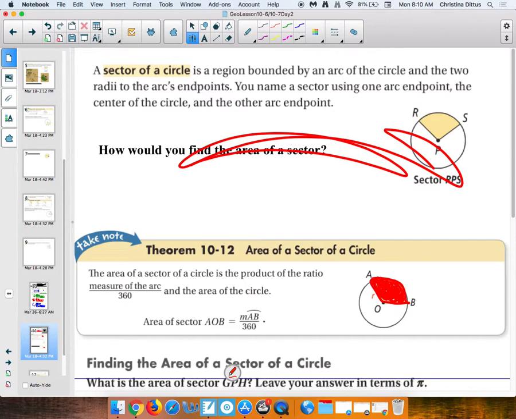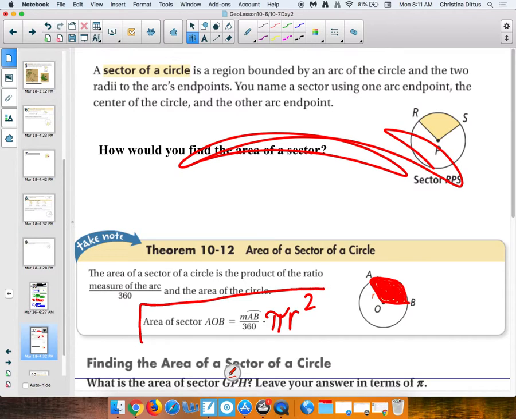Do you guys remember the area of a circle formula? Is that circumference? No, you're close. Area of a circle is pi r squared. So all you're doing is taking that area of a circle times the fraction of the circle that it takes up. Same thing as before, that arc measure divided by 360. So it'll tell us how much of the circle we're taking times your area of a circle, pi r squared, where r obviously stands for radius.